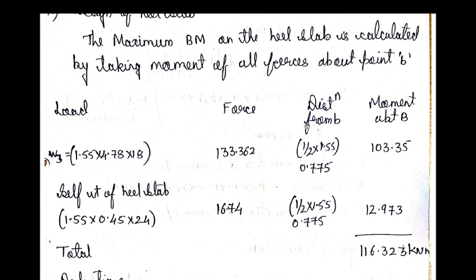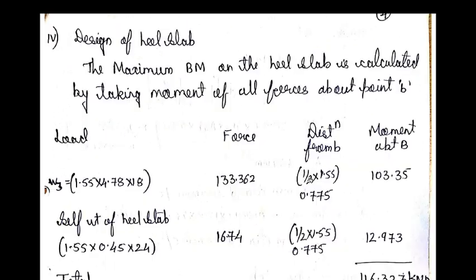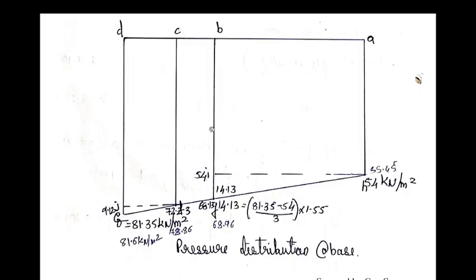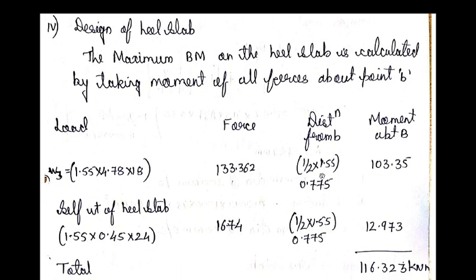Okay. Now what will happen? This we have to calculate at a distance from B. So the distance from B to A is 1.55 and it is a triangular distribution, you can see here. Hence we have to take the forces towards B. So it will be half of 1.55, which is nothing but 0.775. So this is the moment which is acting. 133.362 force into the distance, we get the moment.